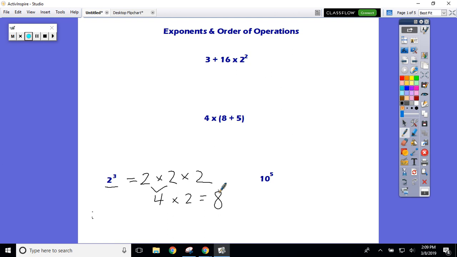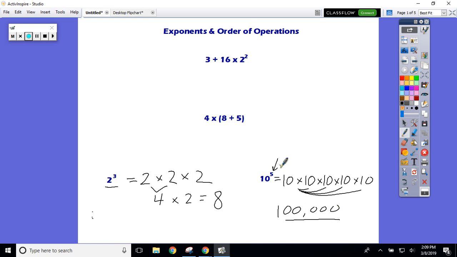Right here, 10 to the 5th power certainly is not 50. It's 10 times 10 times 10 times 10 times 10, which is 100, 1,000, 10,000, 100,000. Also a 1 with 5 zeros after it.